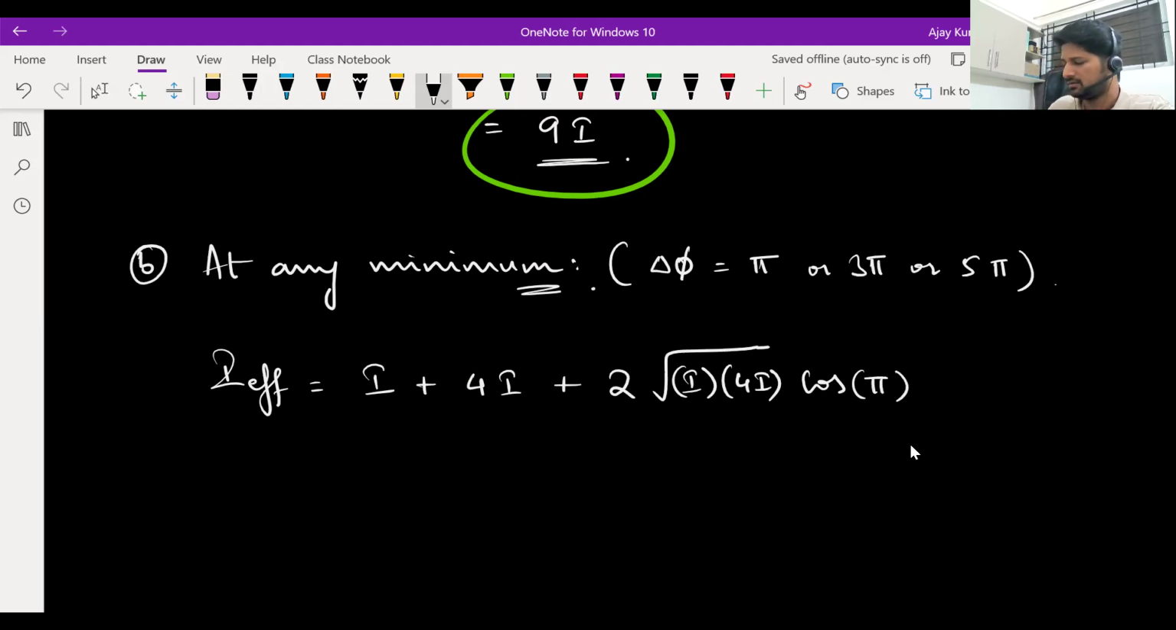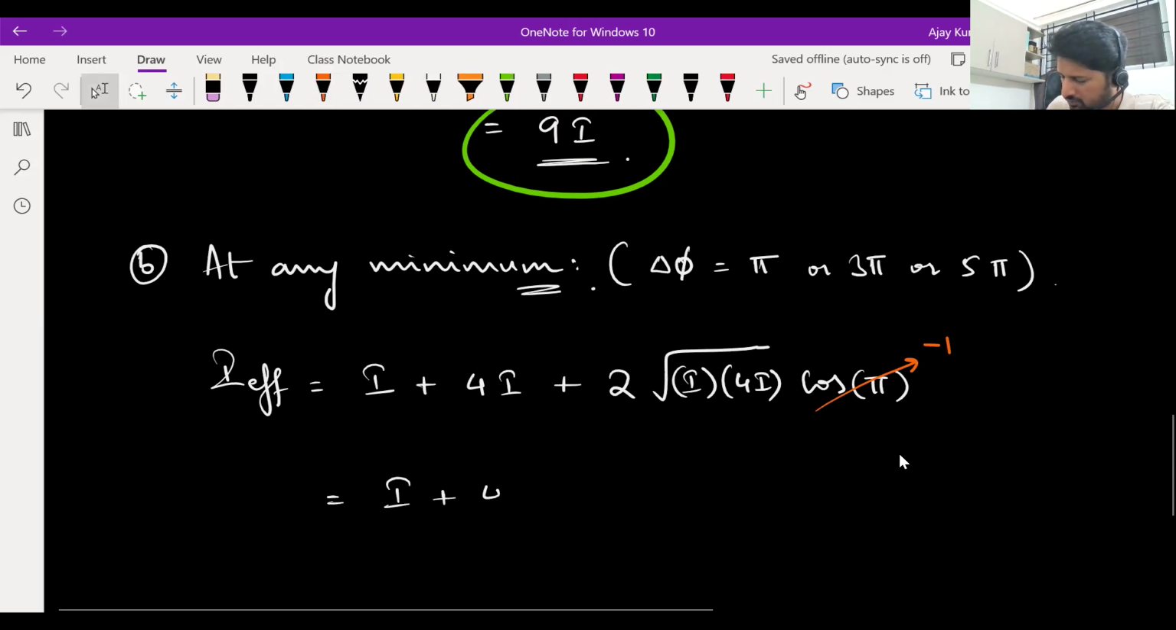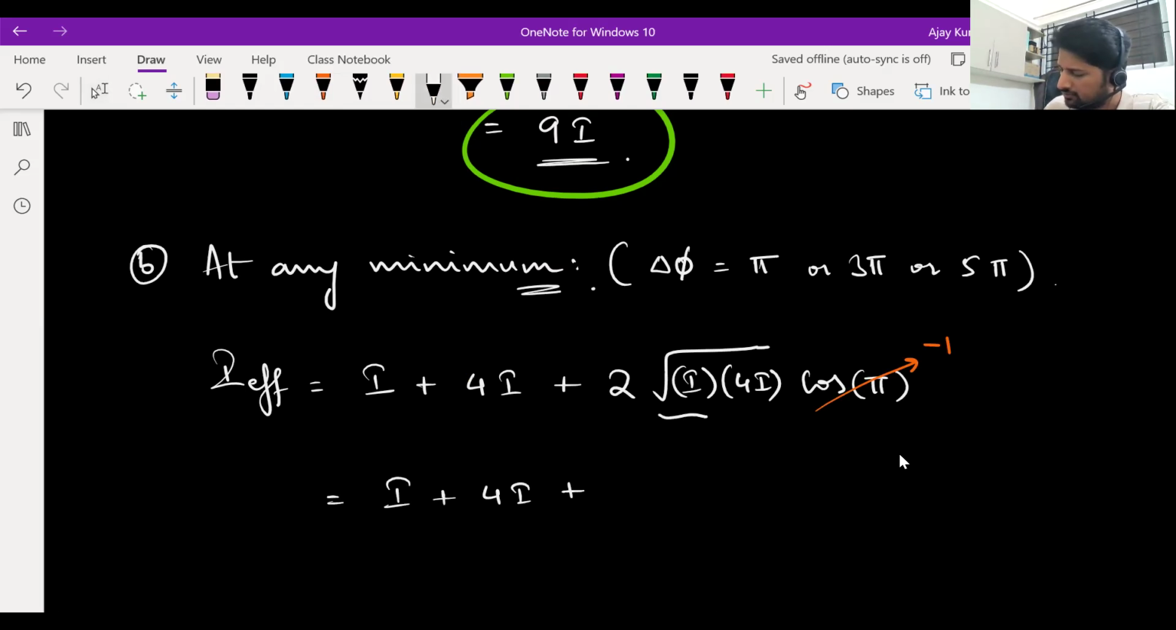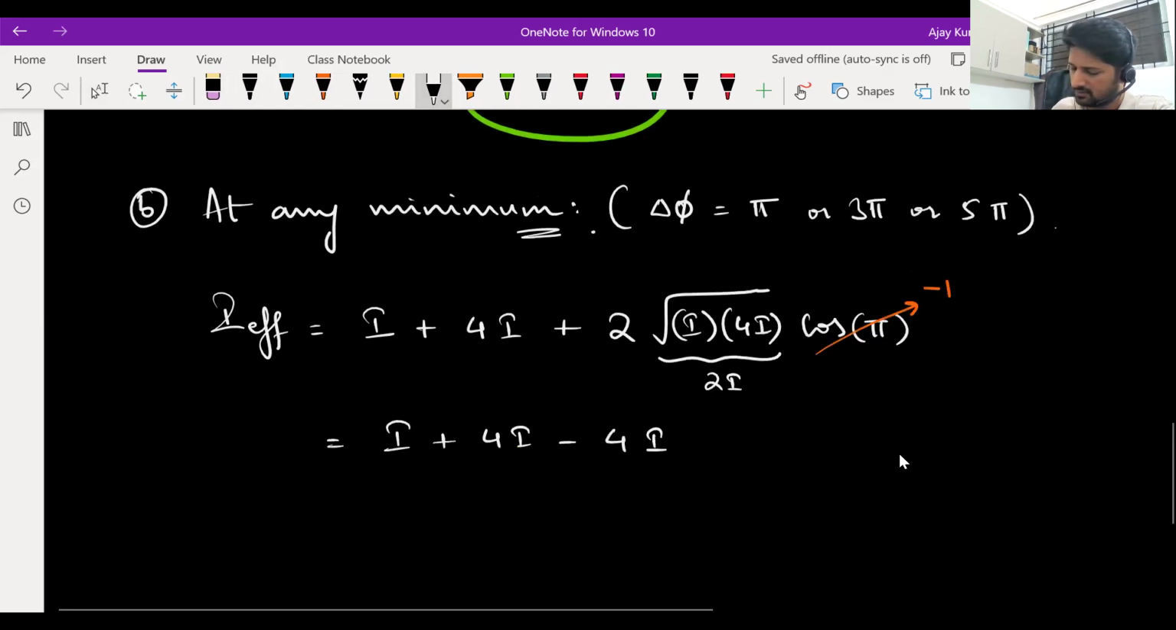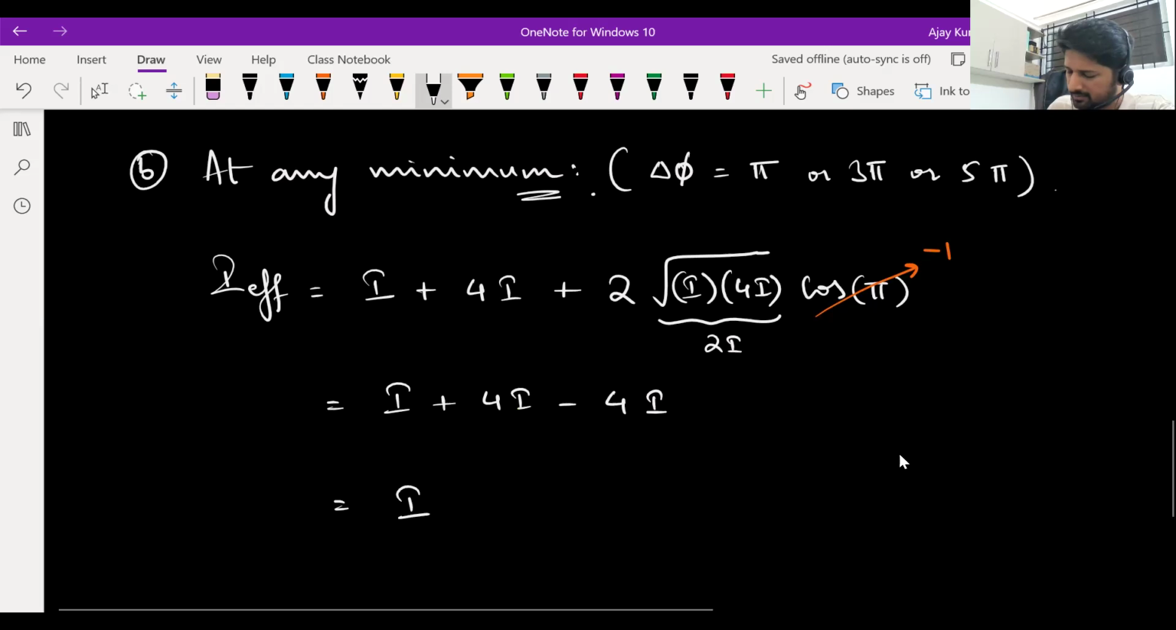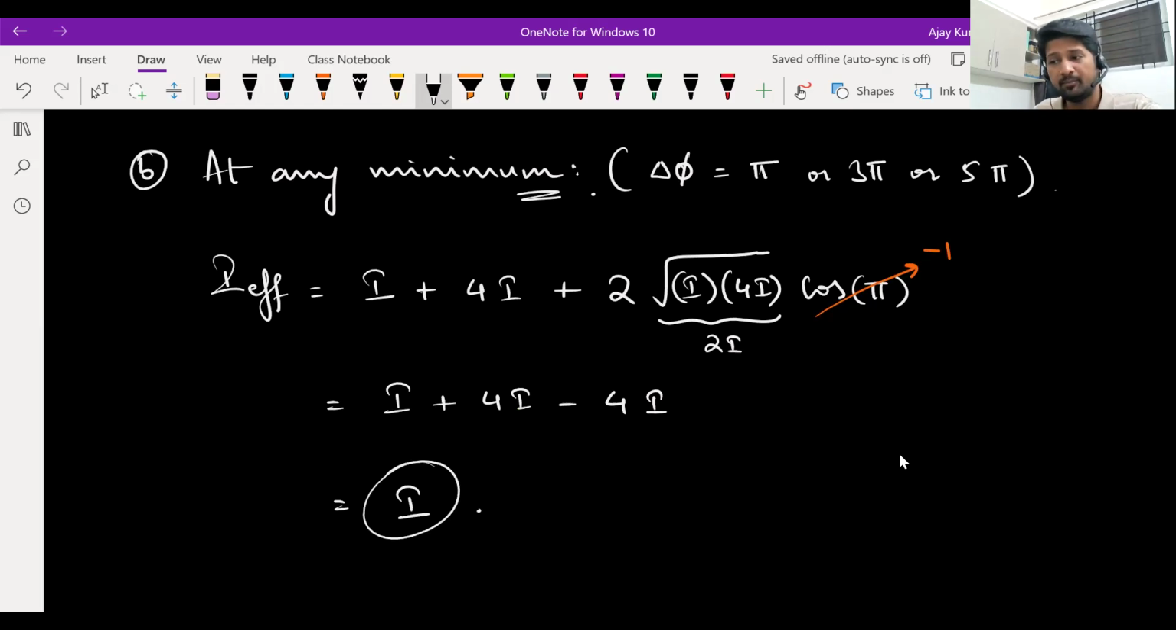Now, whether it is cos pi or 3 pi or 5 pi, the cos of an odd multiple of pi is minus 1. Now see what happens to the intensity. You get I plus 4I plus root of I into 4I, which is 2I. 2 into 2I is 4I with a minus sign, so minus 4I. Therefore, at a minimum, the intensity you see is I. You won't see a perfectly dark spot at the minima. You will see a minimum intensity there, that is I.